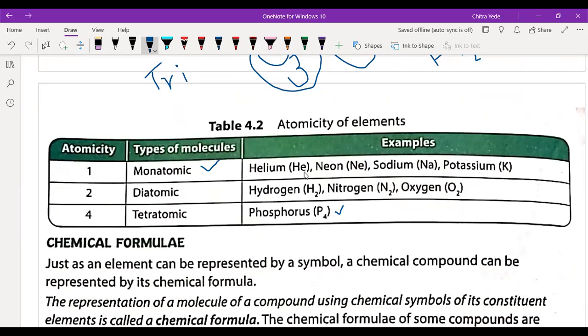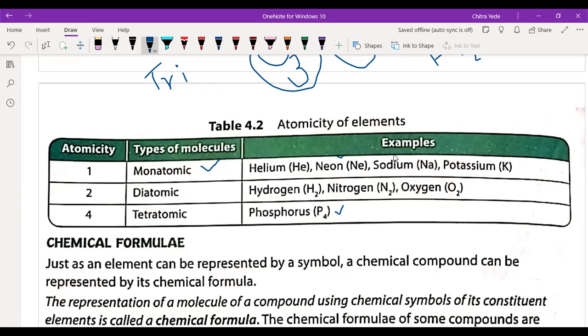Helium is monoatomic, it is present only in He form. He means single atom. So neon is monoatomic, it can't be diatomic or tetraatomic, because it is present in our nature in Ne form. Hydrogen is present in H2 form, so it is diatomic. Oxygen and nitrogen are also present in 2 atomic forms, so they are diatomic.